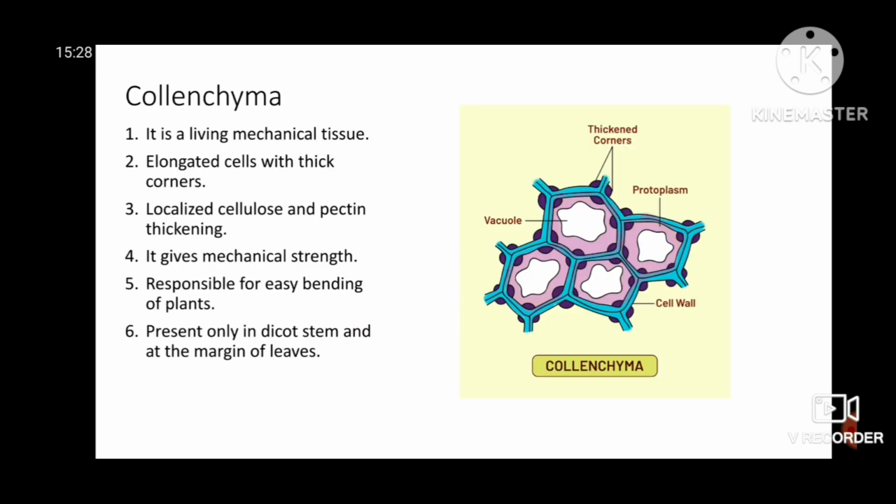The second type of simple permanent tissue is collenchyma. It is a living mechanical tissue with elongated cells with thick corners, due to localized cellulose and pectin thickening. It gives mechanical strength and is responsible for easy bending of plants. It is present only in the dicot stem and at the margin of a leaf. In the diagram we can see the elongated cells and the thickening at the corners. This thickening is due to cellulose and pectin, and it gives mechanical strength. They are mainly responsible for easy bending of plants, as collenchyma is present in stems, which helps in bending.